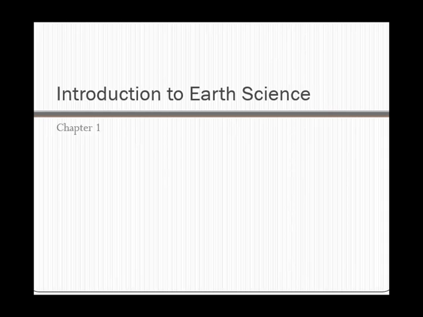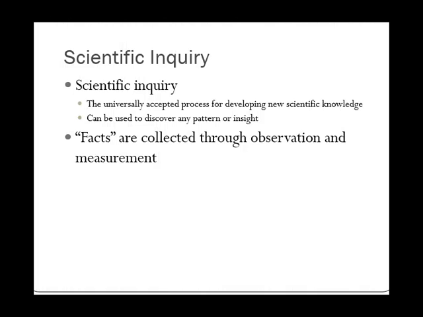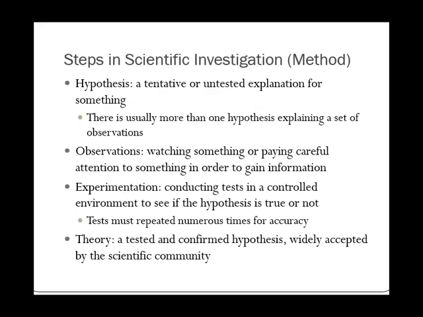So the first thing we're going to look into is the scientific method and scientific inquiry. Scientific inquiry is the idea of trying to make sure that things work. First of all, trying to develop what are called hypotheses, which are educated guesses about the way things work, and then going about testing them. Scientific inquiry is the accepted way for processes to develop new scientific knowledge, and it can be used to discover any pattern, insight, knowledge, etc. Facts are collected through observation and measurement. That could be facts like temperature, size, color. All these things can be observed and measured. That's how facts are created.